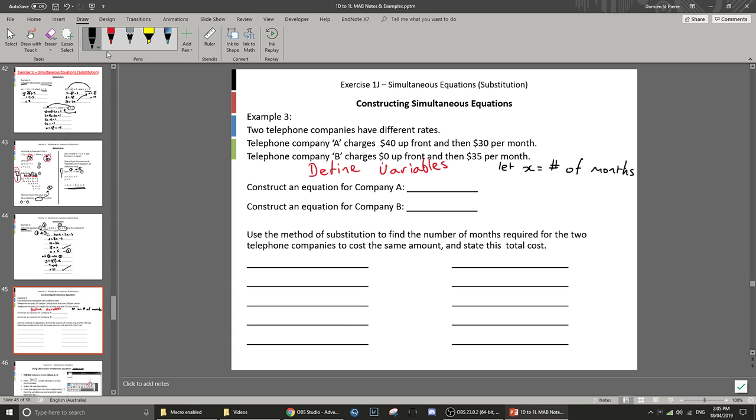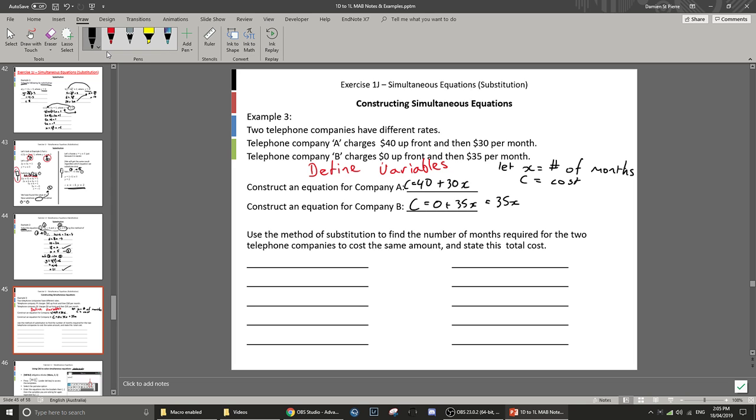So for this one, company A, they get $40 up front, and we might do C equals cost. So C is equal to 40 and then plus 30 times by however many months, so x. Cost for the company of B is equal to 0 plus 35x, or we can just say 35x. Okay, so I have defined my variables.